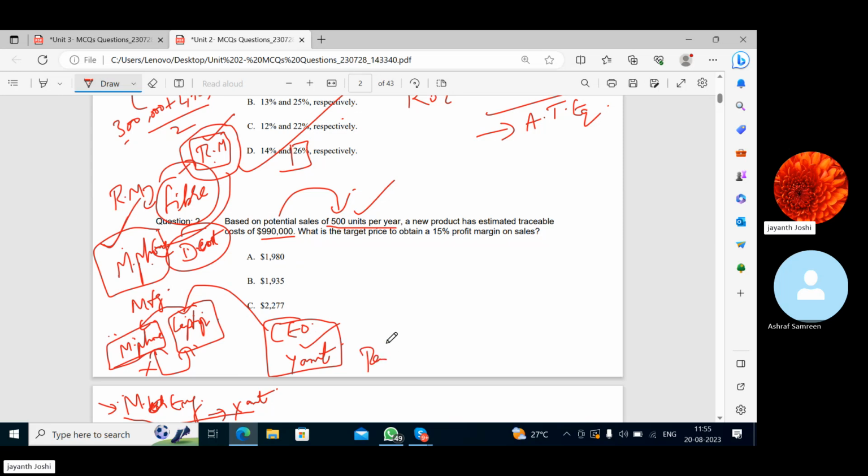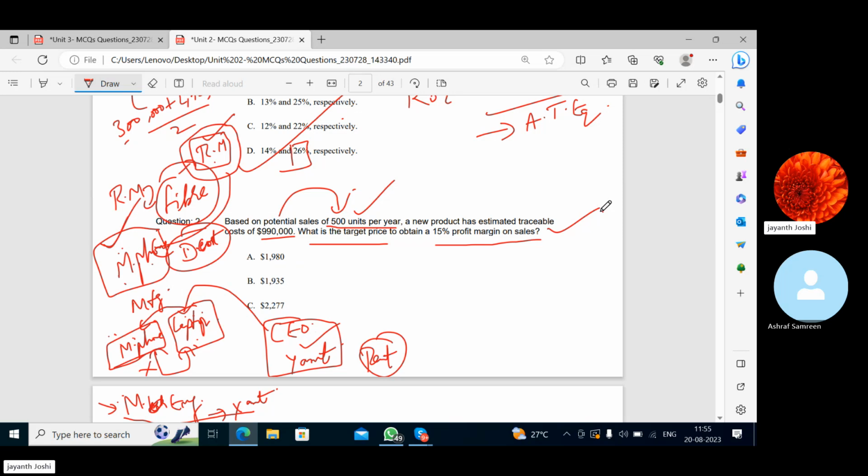Okay, rent is also one example. Whether you make mobile phones or laptops or you don't make them, you have to incur the rent; you have to pay for the premises. So these are called non-traceable costs. Generally, common costs are non-traceable costs. Traceable costs exist because I'm making this; if I wouldn't have made this, I wouldn't have incurred that cost. The cost exists because of this activity. Okay, so they're asking what is the target price to obtain a 15% margin on sales.